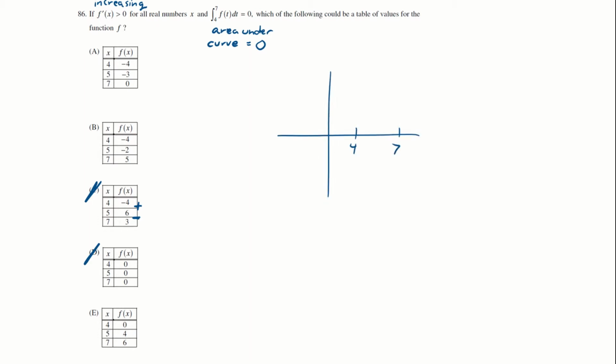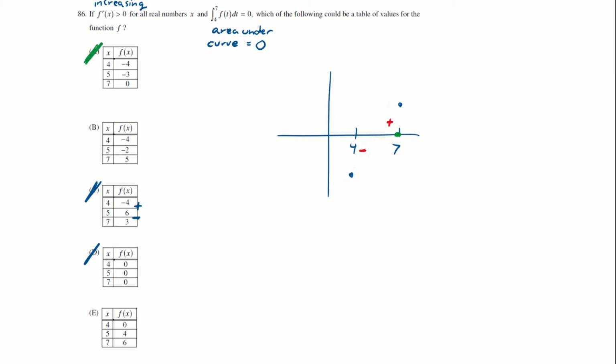That means when I go between 4 and 7, it has to be something that looks like this, where the area of this above the curve has to equal the area of this below the curve. When I take a look at table A, where 4 is negative 4, 5 is negative 3, and 7 is still 0, that's going to be a graph like that. Notice how that is always below the curve. Therefore, that is going to be a negative value. It is not going to equal 0.